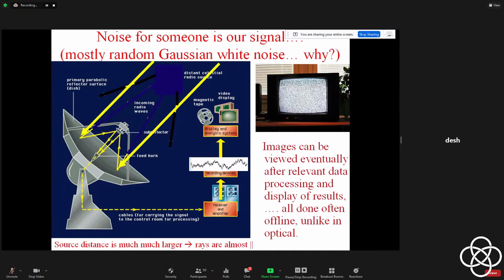So what this signal really looks like, of course, we take this signal, then amplify it, and then record it once it's amplified enough to be able to record with high fidelity. And we might then do something about it, either in terms of analysis or display it in certain fashion. But the nature of this signal is really random Gaussian white noise. Okay, what is noise for somebody, particularly the communications people, is our signal.